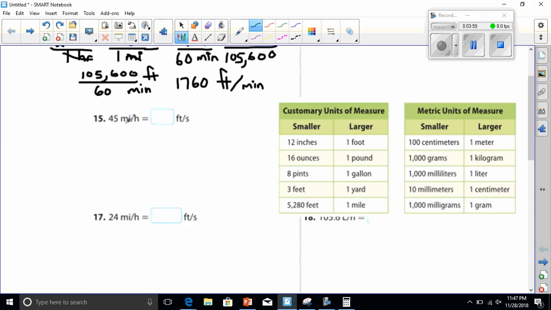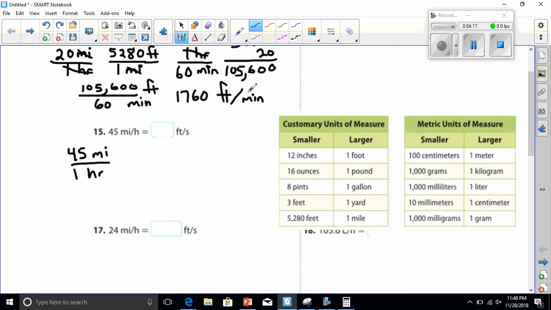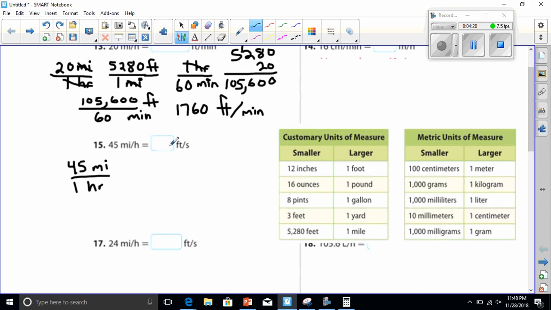And let's set up number 15 now. Well, number 15 says I got 45 miles an hour. So that's 45 miles in 1 hour. We're going to turn that into feet per second. So let's remember over here, we had got rid of the miles and went to feet. So automatically I know this is going to be 5,280 feet, and we're going to divide that by 1 mile.